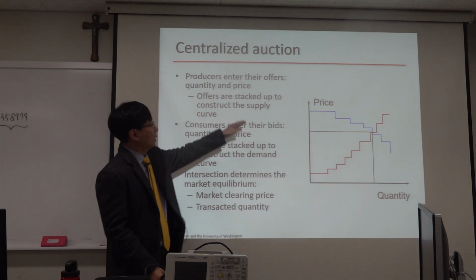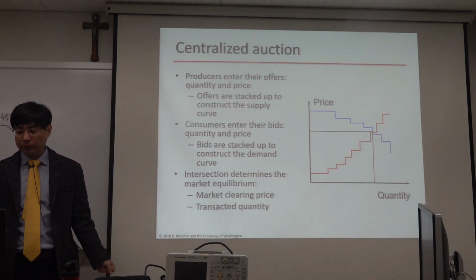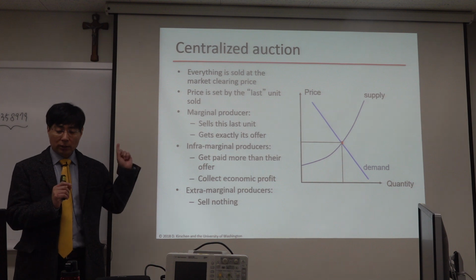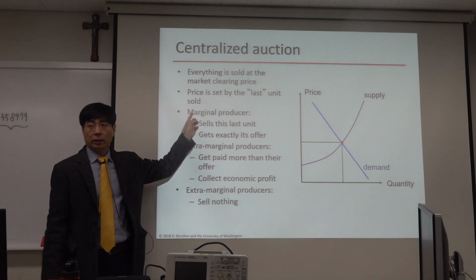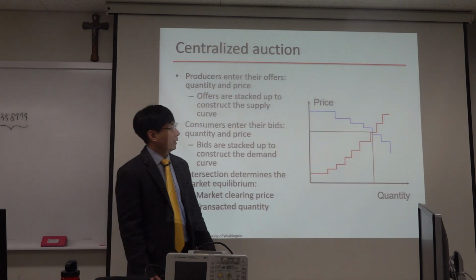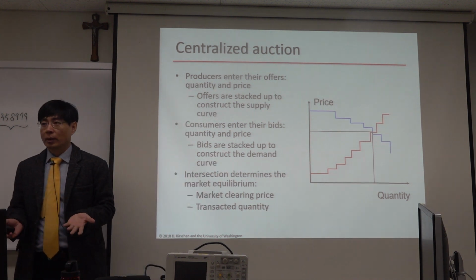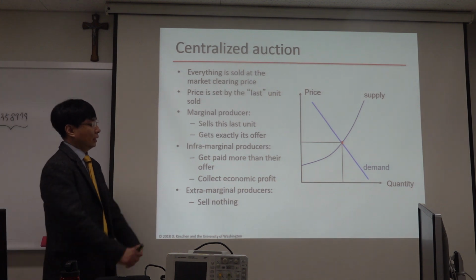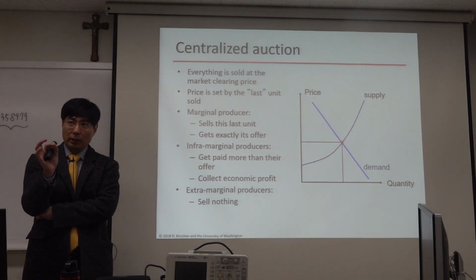So because I talked about offers and bids in a centralized market, this kind of transaction is based on auction, centralized auction. And the interesting thing is, in this auction market, everything is sold at the market clearing price. This is the important thing. Okay, when the market is cleared at this price, all the transactions happen at the price. Okay, and that makes the market efficient. That makes the market optimal, and we will see why.